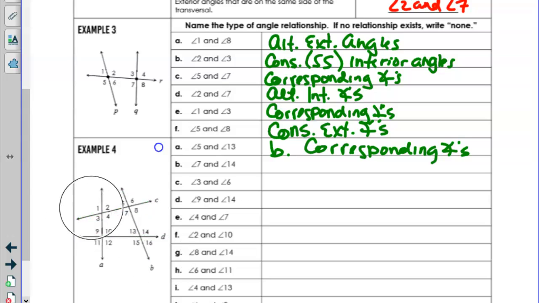Yes. Alright, 7 and 14. First, what's the transversal we're looking at? For part B, 7 and 14. B. B again, very good. And what type of angle pair are 7 and 14? Alternate interior. Very good, they're alternate interior.